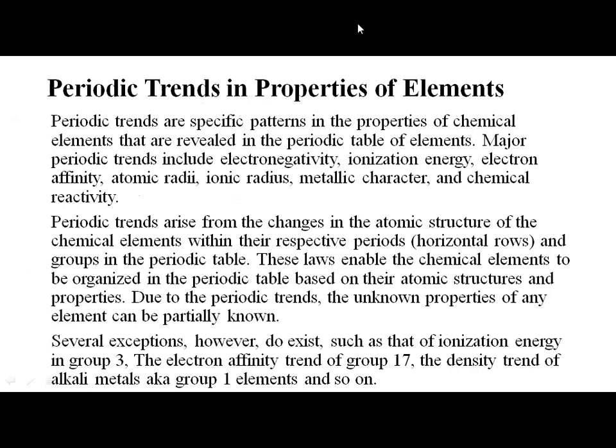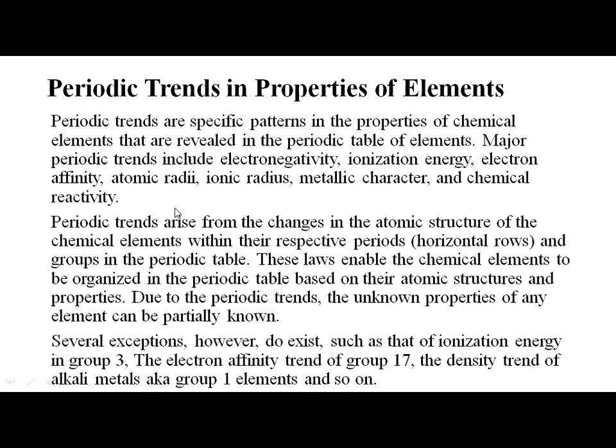Moving to the next one. Periodic trends in properties of elements. What are periodic trends? Periodic trends are specific patterns in the properties of the chemical elements that are revealed in the periodic table. Major periodic trends include what? Electronegativity, ionization energy, electron affinity, atomic radii, ionic radii, metallic character, chemical reactivity.